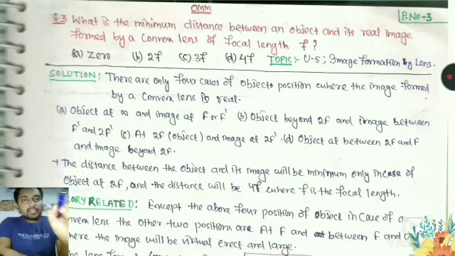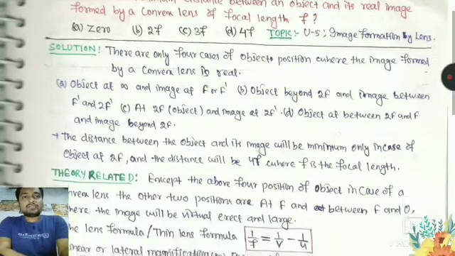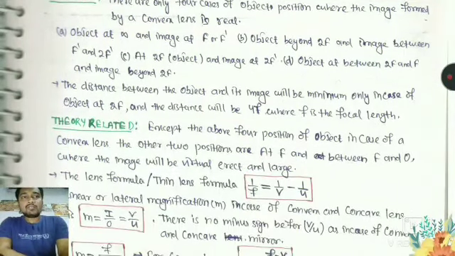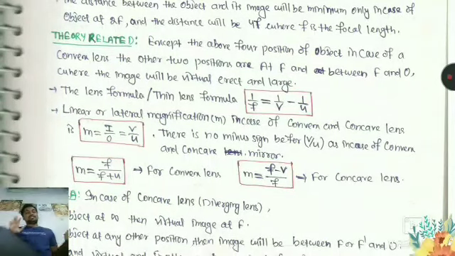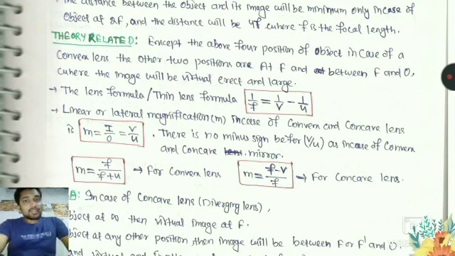Okay, so the answer will be: the distance between the object and its image will be minimum when the object is at 2f, and the distance will be 4f, where f is the focal length of the convex lens. What theory is related? We know the theory about the lens formula, or thin lens formula. What is the thin lens formula?